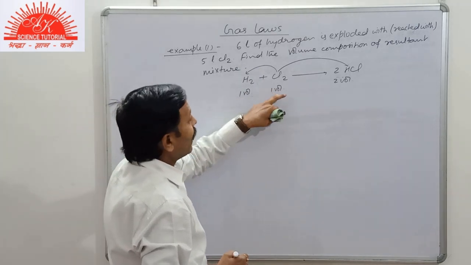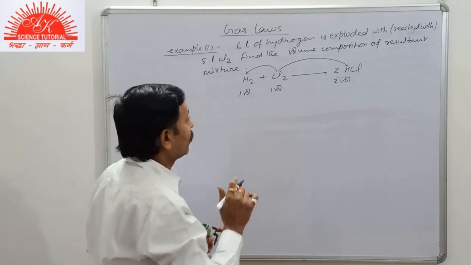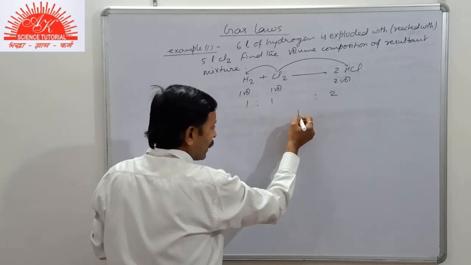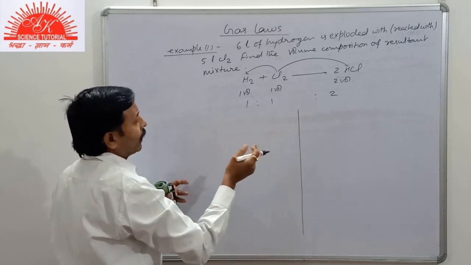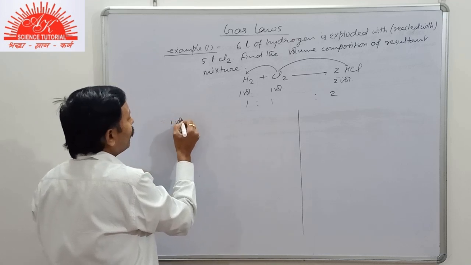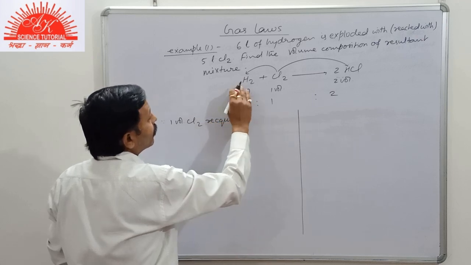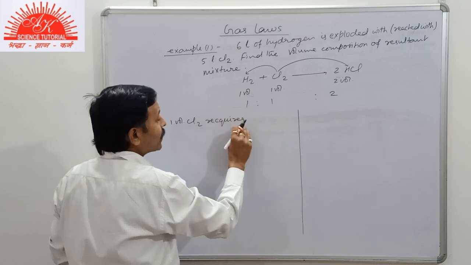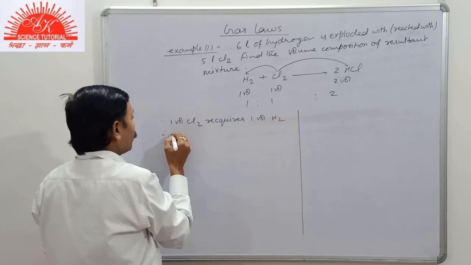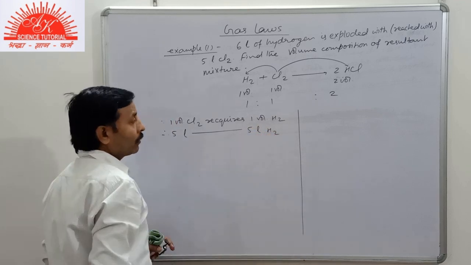So we have decided that the calculation should be starting with volume of chlorine. So let us start. Here the volume ratio is given like this. I am using both the methods, unitary method as well as ratio method. Since one volume chlorine reacts with, requires, one volume hydrogen, therefore 5 liter chlorine requires 5 liter hydrogen.